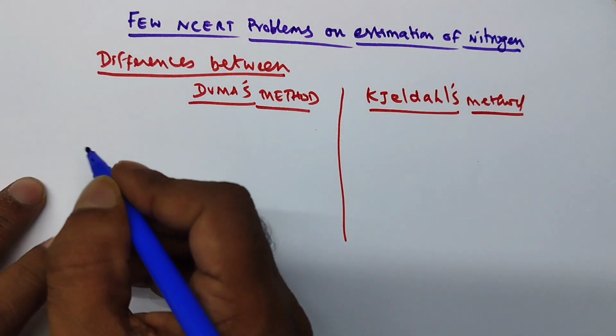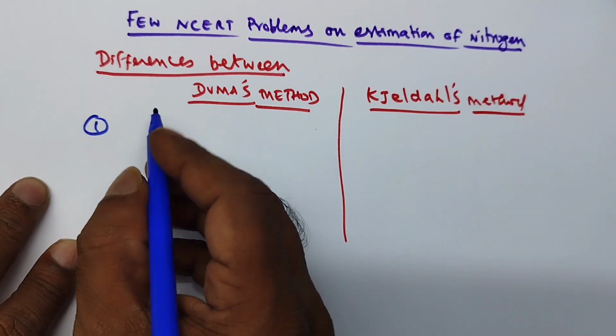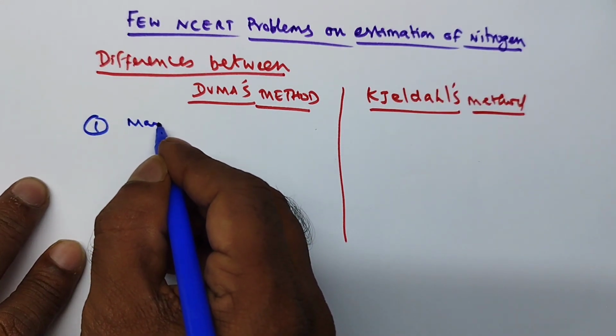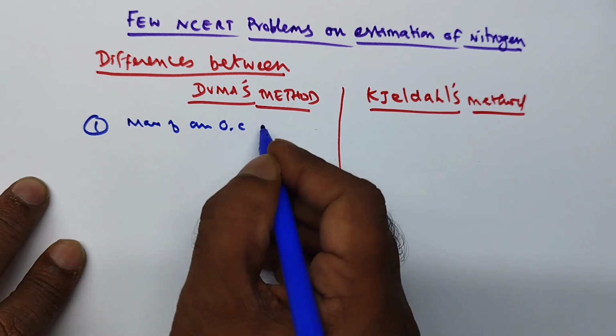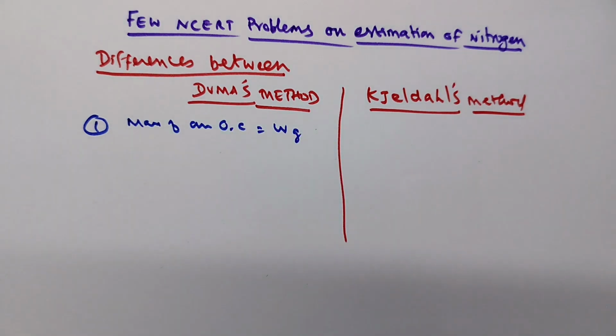First I will explain the Dumas method. In the Dumas method, we take a known mass of an organic compound, say W gram, which is heated with an excess of cupric oxide in an atmosphere of carbon dioxide. The nitrogen of the organic compound is converted to N2 gas, and the volume of N2 gas thus obtained is converted to NTP, and the percentage of nitrogen is determined by applying the following equation.